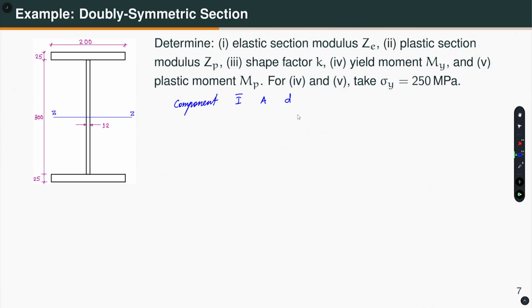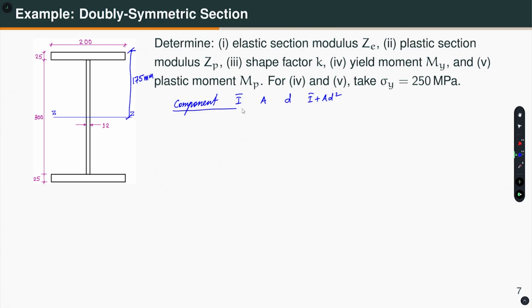cross section. Okay. So, where is the neutral axis or the plastic neutral axis? It is here, right, and what is the distance? Well, so this is 25 plus 300 by 2, that is 175, and these are all in millimeter, right. Okay. So, I bar, A, D, and then we will have to use the parallel axis theorem. So, I will do I bar plus A D square.